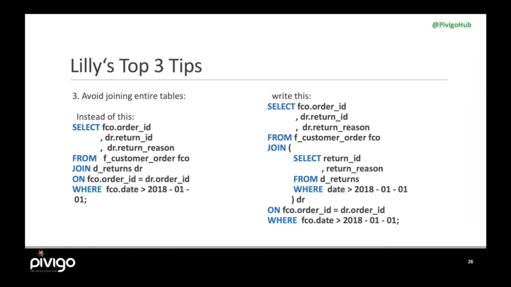Finally, tip number 3, avoid joining entire tables. This tip is similar to tip number 1. By joining an entire table, you are implicitly doing a select all from. As I mentioned before, these tables can be very large. So querying an entire table is unnecessarily cumbersome and slow. Try instead to join only the necessary fields from the table and filtering out any unnecessary records, such as records that are more than 1 year old.